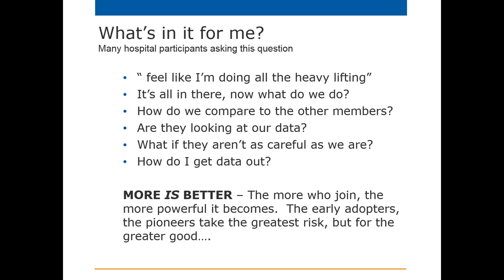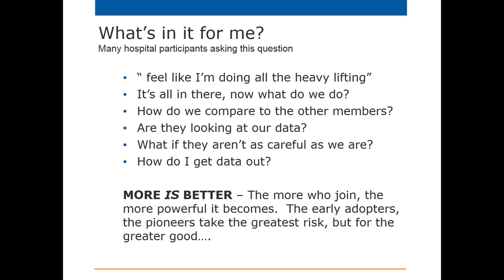It's certainly there. That's the whole point of the health information exchange, and really understanding that more is better, and sometimes that's part of the struggle. So as you join an HIE, you want to make sure that the people in your geographic area, the people that serve the same communities as you or like communities as you, are also participating in the same HIE. So the more who join, the more powerful it becomes. And the early adopters are really the ones who are taking the greatest risk because they are the only ones putting in for a while.